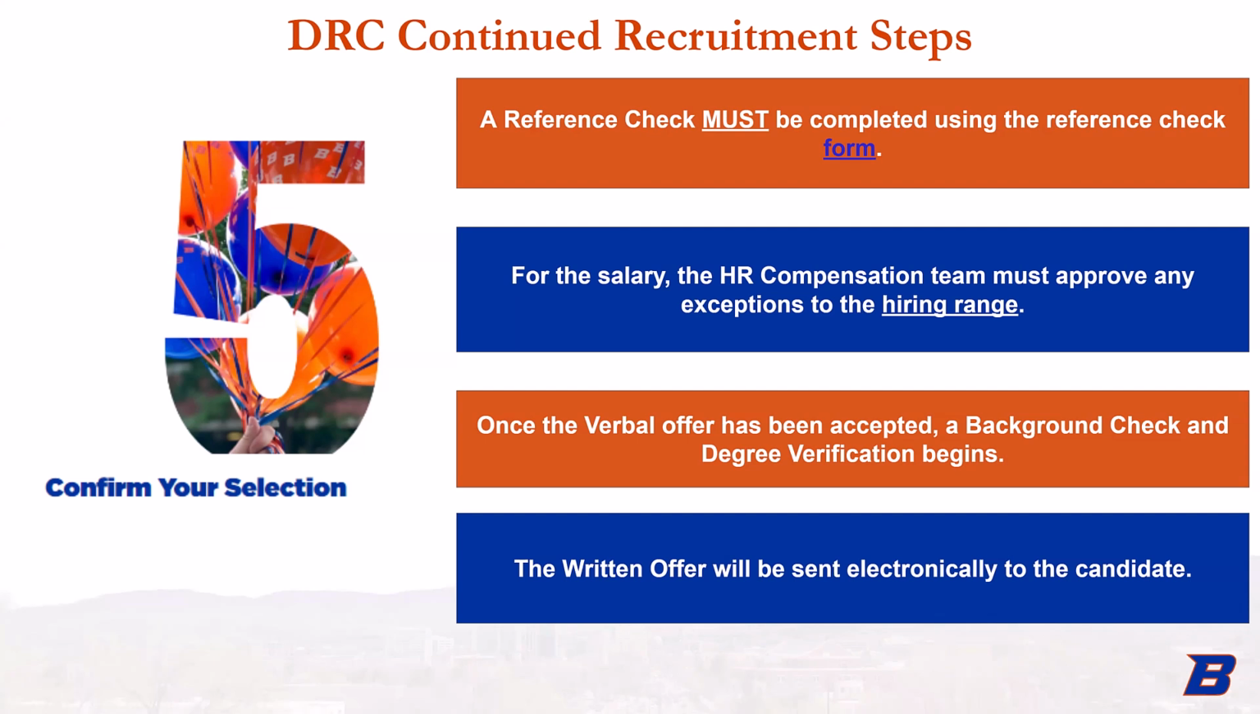All right, so again, heading into step 5, I'm going to do a quick overview of the steps for confirming your selection, but then we'll take a deeper dive into some of these items as this part of the presentation. So once you've conducted interviews and identified a final candidate, your team's next step will be to conduct reference checks. Reference checks are required before making a verbal offer. If your department would like to call candidates' reference check contacts, please move your finalists to a verbal reference check status in PageUp and use the reference check form linked in this presentation to complete the checks.